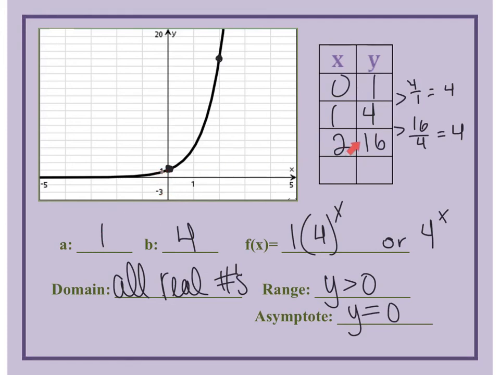Now, I know when we worked on tables before, there was some confusion, which is why this time I'm showing the division here, because you always take the second one divided by the first one. Okay? I think somebody asked why do we have to divide that way? Well, had I done 1 over 4, 1 over 4 would have been a decay, and as you can see, this graph is not a decay. My range is y is greater than 0, and my asymptote is y equals 0.